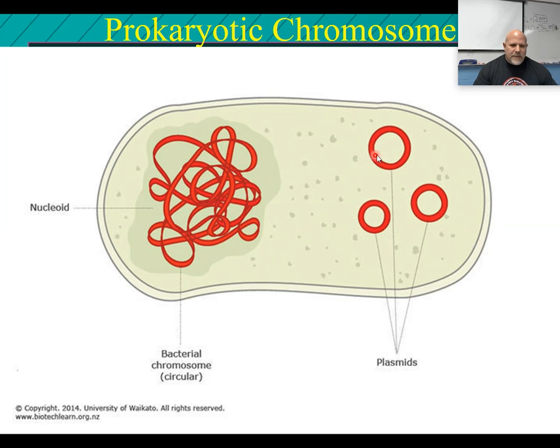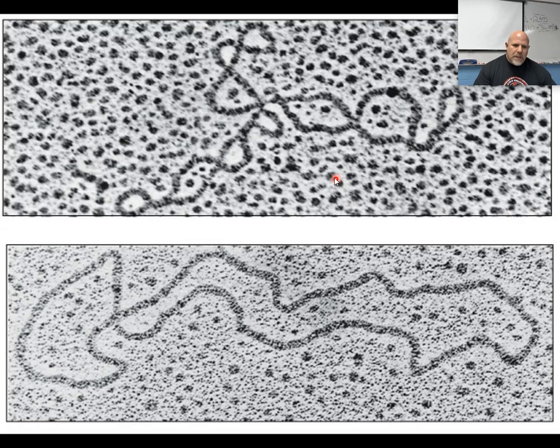In addition to that, bacteria also have plasmids. These are little loops of DNA that can be used in exchanging genes between different bacteria. Conjugation is like the one sort of sex activity that bacteria can do to swap genes. These are loops of DNA from bacteria. These are taken with an electron micrograph, or electron microscope, so you can see much closer than you normally would be able to with a light microscope.